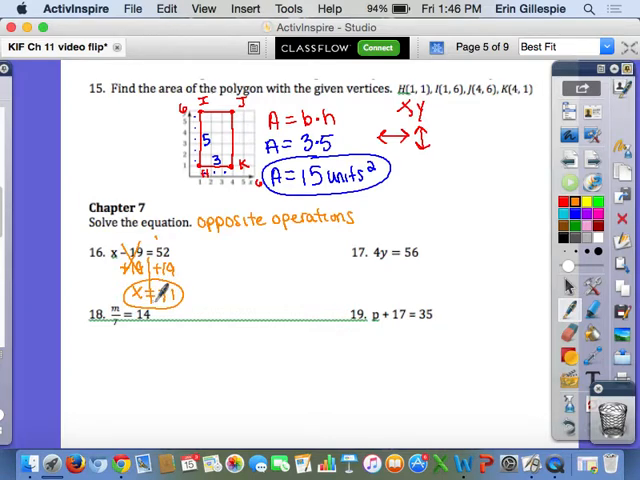Remember, it's really easy to check equations to see if you solved them correctly or not. Take your value that you got for the variable, so 71 in this case, plug it back in for x and see, does 71 minus 19 equal 52? Yes, it does, so then we did that correctly.